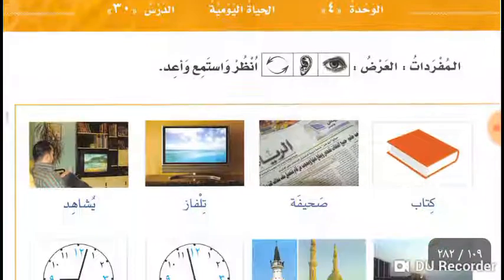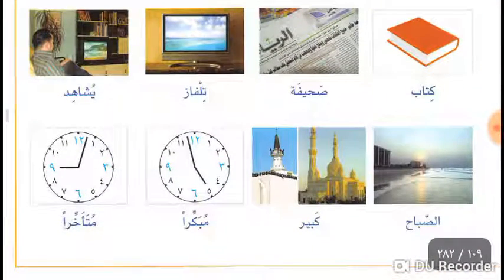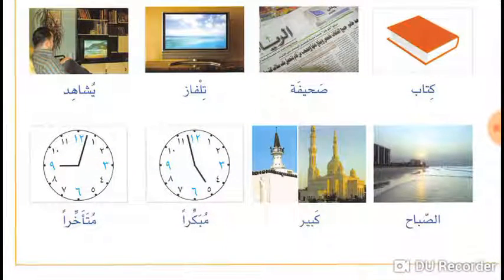Then we have vocabulary. Read this vocabulary. Kitabun, a book. Okay. Sahifatun, a newspaper. Telefazun, television. Yushahidun, he watches. الصباح. Morning. الصباح. The morning.